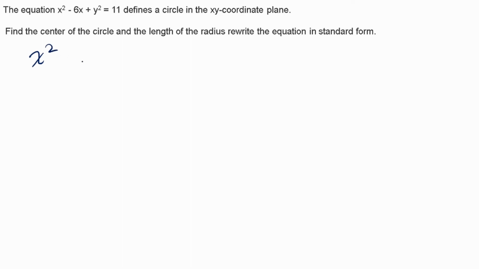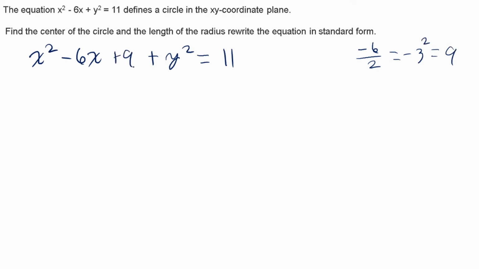We get x squared minus 6x. They're already next to each other, which is great. We're going to leave a space here because we're going to have to complete the square. So we're going to get plus y squared equals 11. And in order to complete the square, we want to take this negative 6 and divide it by 2, which will give me negative 3. And then we square that to get 9. And that's what we're going to add here, but we also want to add it to both sides.